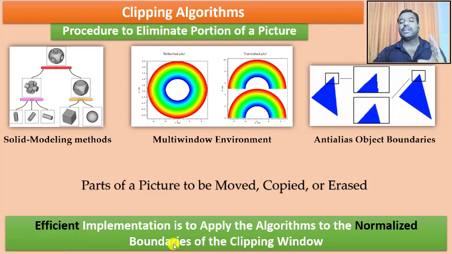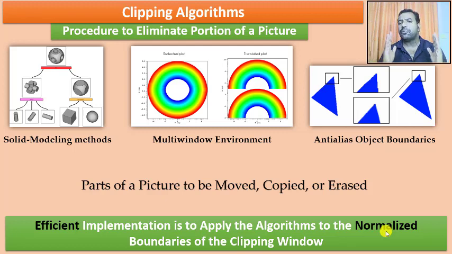The efficient implementation of a clipping algorithm is applying it with the normalized boundaries, which we are going to use as a default clipping window. Whenever we talk about the clipping operation, think of it as a process of normalizing your object coordinate system. Whatever coordinate system I work with or design with, or use with the graphics pipeline, at some point we need to bring it to a normalized coordinate system.